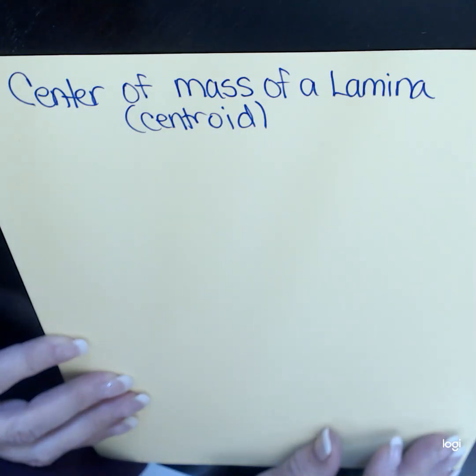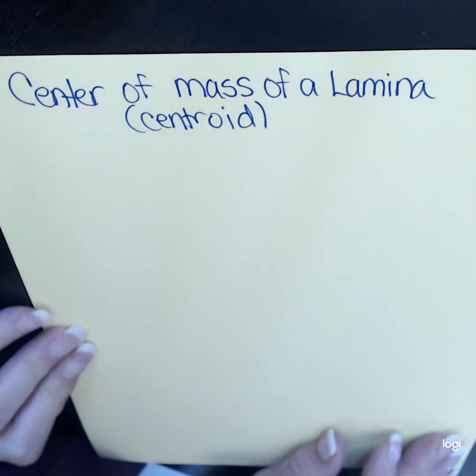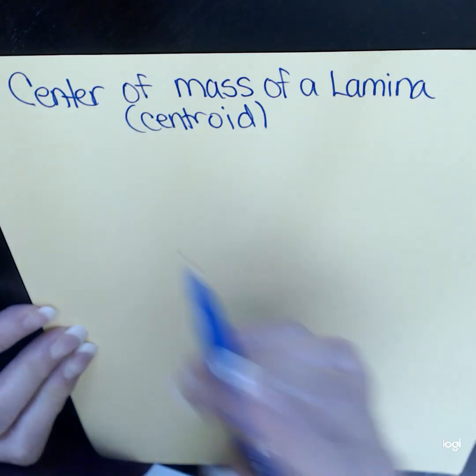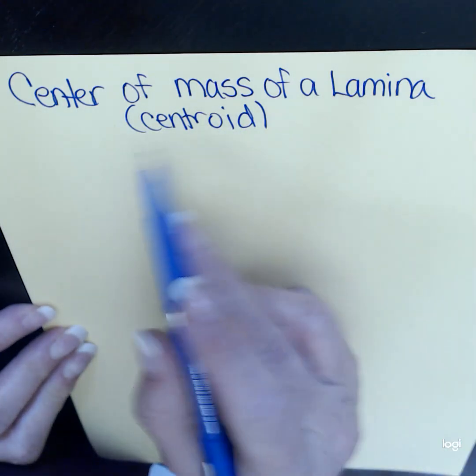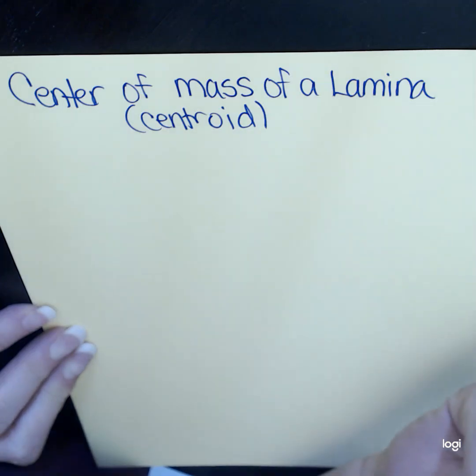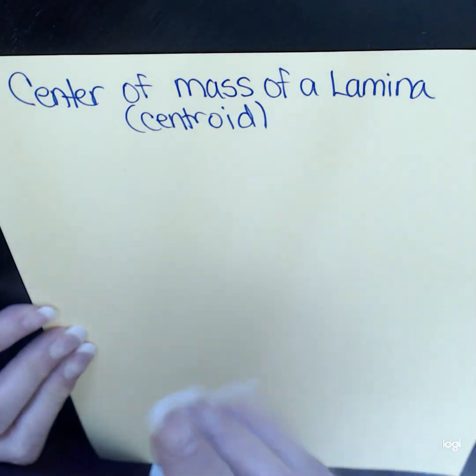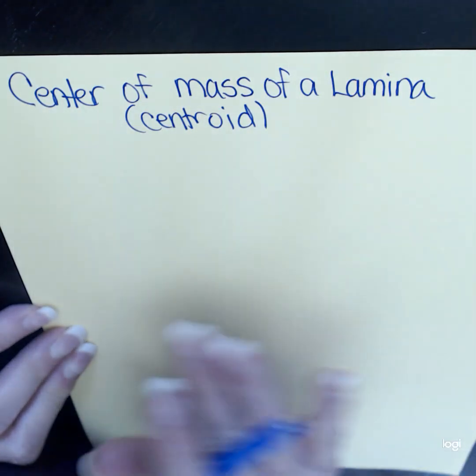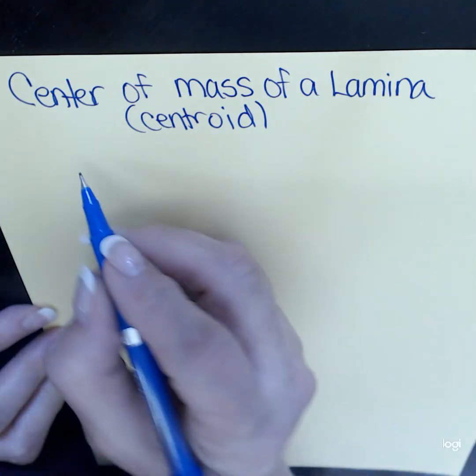Okay, in this section, we're going to go back. We're going to actually look at finding the center of mass of a lamina, which is also called the centroid. A lamina is just a thin, flat sheet of material.